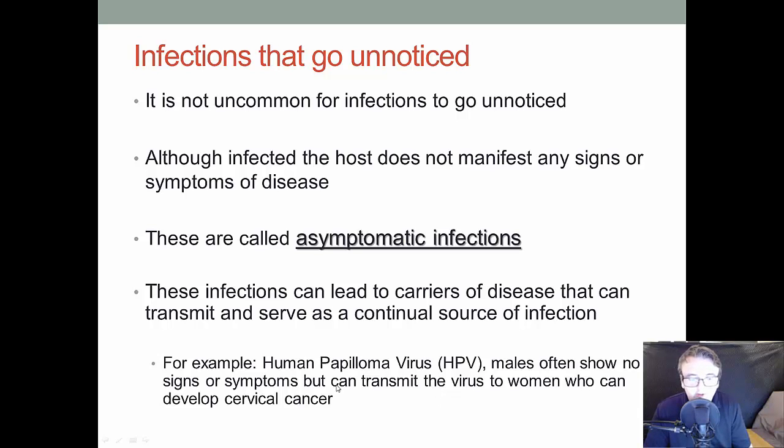So an example here, one of the most common sexually transmitted diseases is the human papilloma virus, or the HPV virus. In this scenario, males rarely, if ever, show symptoms, but transmit it to women who then can develop symptoms, which can lead to things like cervical cancer, which is obviously a very serious condition. So while males may be asymptomatic, their transmission to women can then become a real problem. So these are conditions that really give the pathogen an opportunity to spread, and generally increases their prevalence throughout populations.